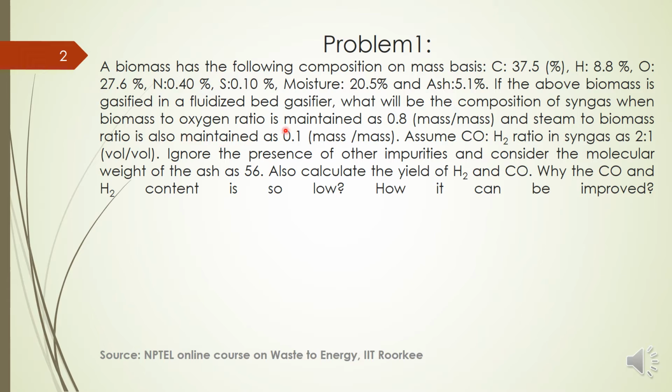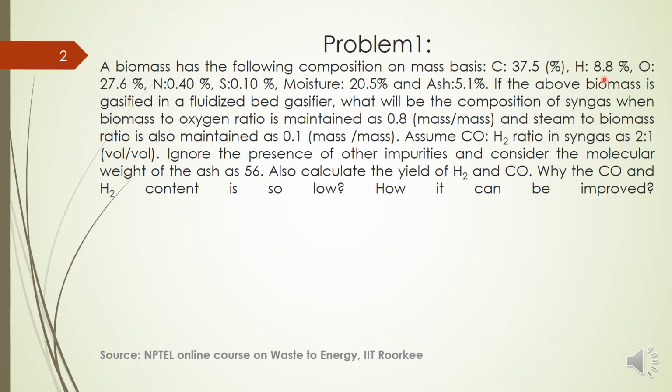And when the biomass to oxygen ratio is maintained as 0.8 mass by mass basis, and steam to biomass ratio is maintained as 0.1 mass per mass basis, and also assume carbon monoxide to hydrogen ratio in syngas as 2:1, that is volume per volume, and ignore the presence of other impurities, and consider the molecular weight of ash as 56. Also calculate the yield of hydrogen and carbon monoxide, and why the carbon monoxide and hydrogen content is low, how it can be improved.